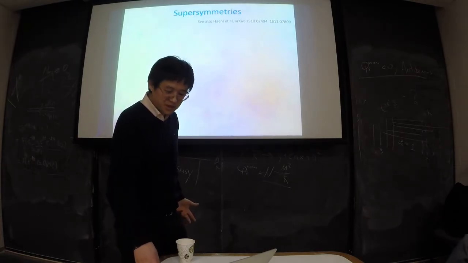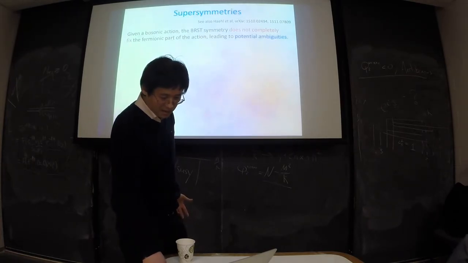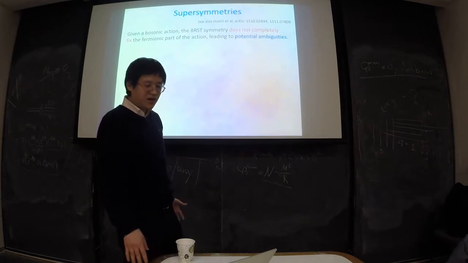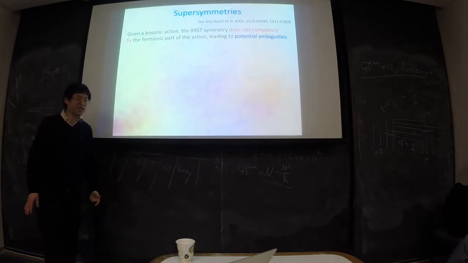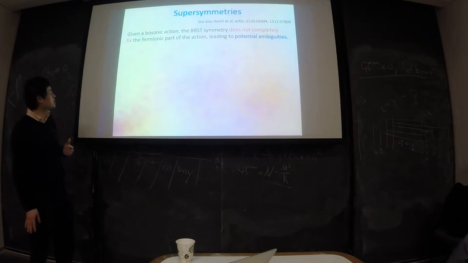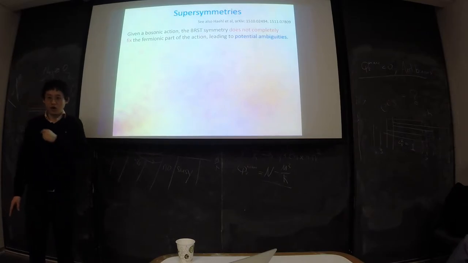But now there's something interesting happening. It turns out that given a bosonic action, the BRST symmetry actually does not completely fix the fermionic part. Okay, you can always write it down, but it's actually not unique. And then that causes some ambiguity. Then you have ambiguity in the fermionic part.